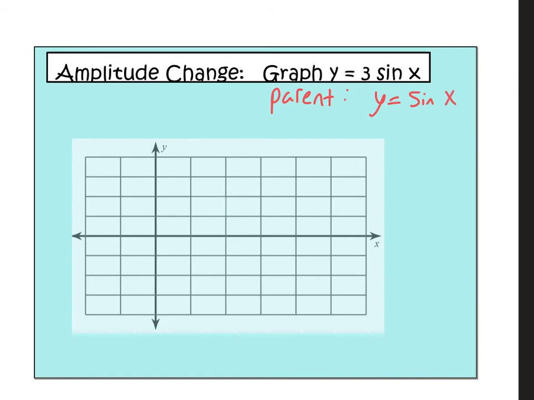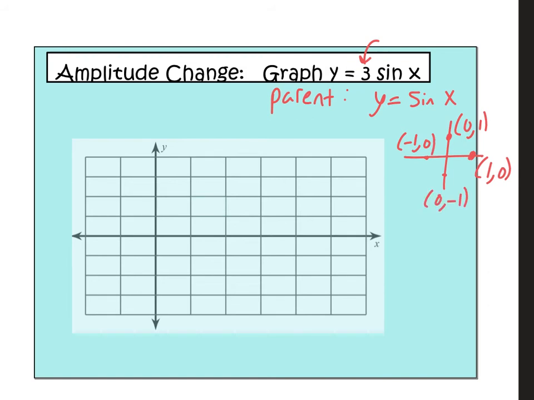Since these are new and a little more complicated, we want to think about what the parent function looks like, and then think about what impact that 3 is having. So if we think about the basic setup for the parent function, think about the 4 points along the circle. Since this is a sine graph, we're going to be plotting the y coordinates. Let me just write these out one more time here: 0, 1, 0, -1, and 0.